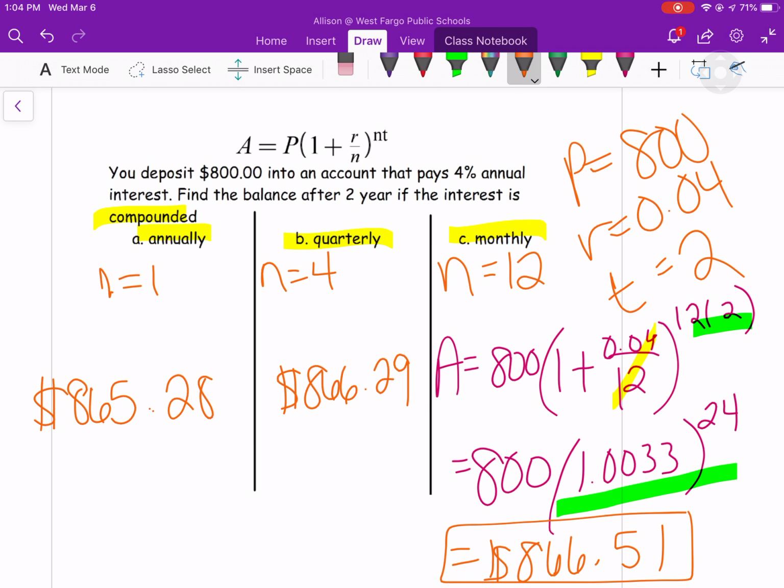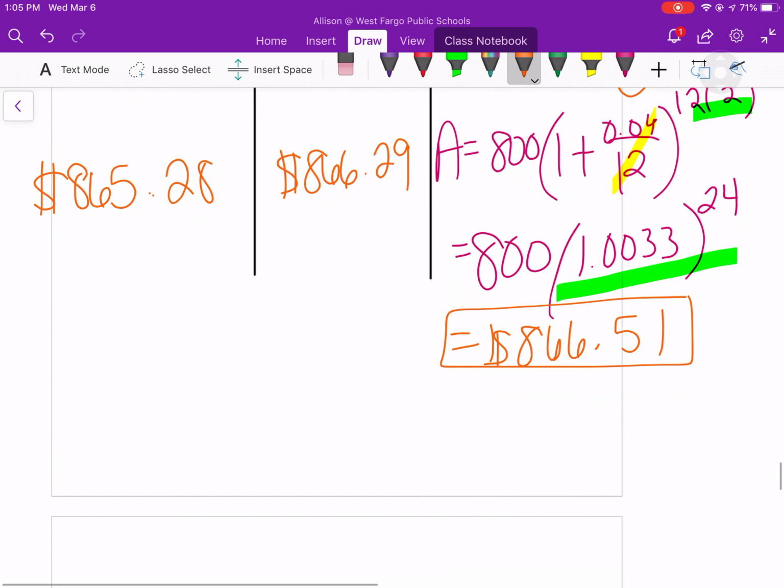So a lot of times students make a mistake doing the order of operations incorrectly or punching it into their calculator and the calculator does it wrong because you don't have the right parentheses. So you've got to be careful. So I definitely suggest practicing putting those in so you know how to do it correctly.